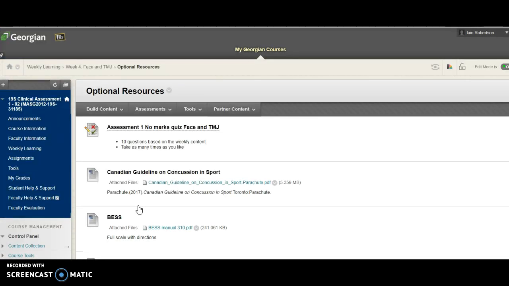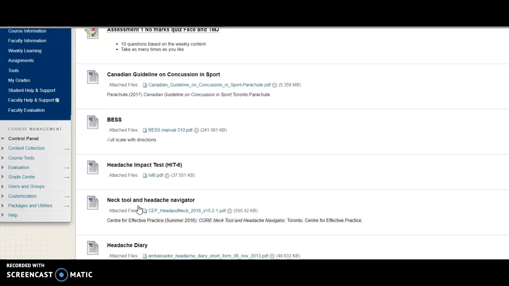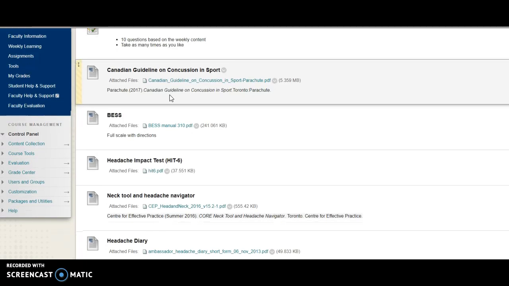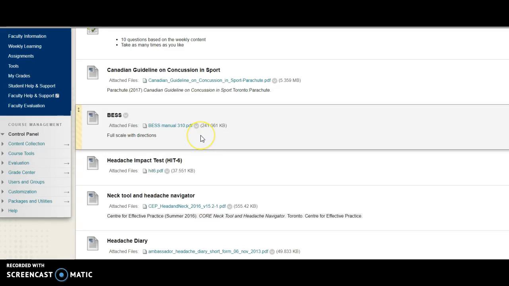Other things you'll find: the Canadian Guideline on Concussion in Sport. This is from our friends at Parachute. Really good. It includes a wealth of information around concussions, including the themes around management of concussions, as well as assessment tools. The BESS, balance error scoring system, is used fairly commonly, and we'll be talking about that in class.